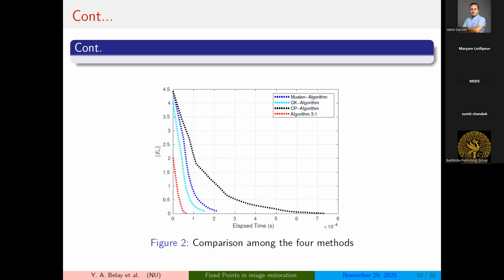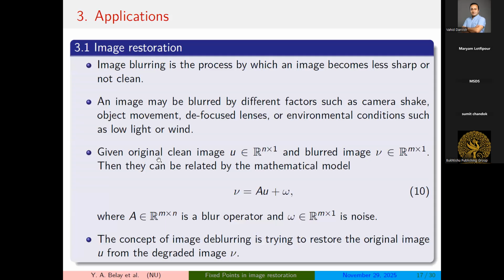So we found this visualization, as you can see in the label here, the red one is the convergence of our algorithm, the black one is for the Cortil, the blue one is for the Moalan, and the magenta one is for the Gabriel algorithm. So generally, this shows that our method is faster than the methods existing in the literature actually. So after comparing our methods, we come to some specific application of our work, image restoration.